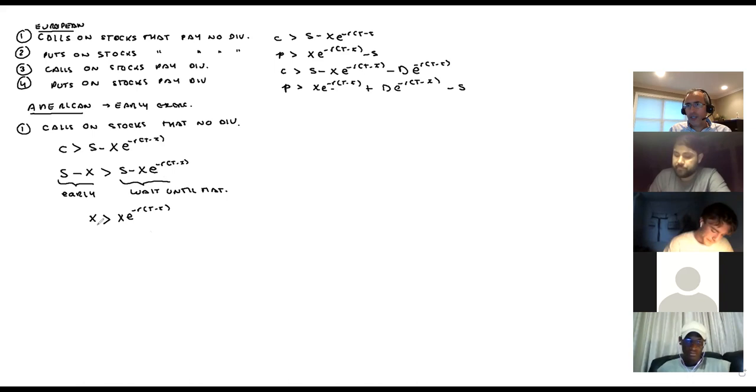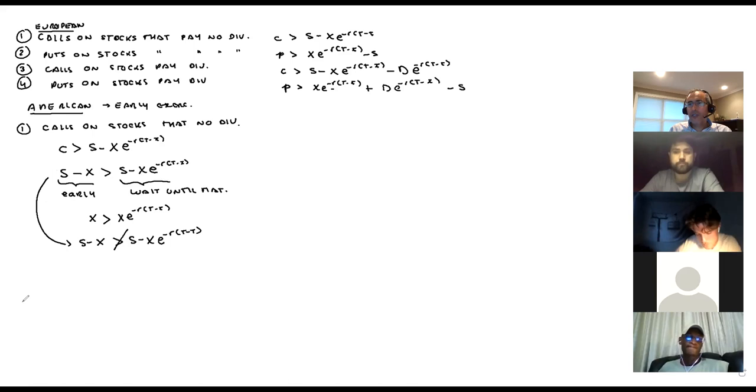Now, if this is true, what happens in this case? Is it possible that S minus X is larger than S minus X e to the minus r (T minus t)? This never happens. Agree with me or not, guys? Based on this, S minus X being larger than S minus the discounted X never happens.